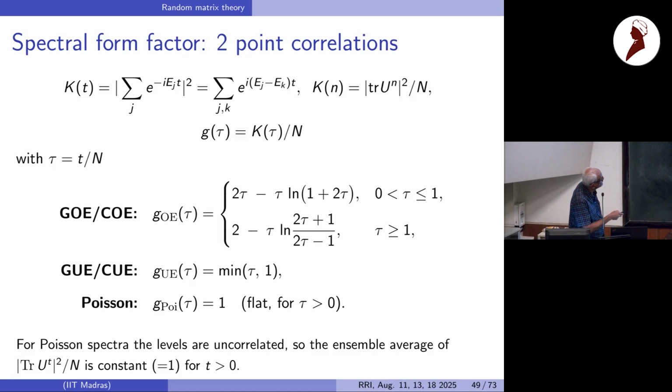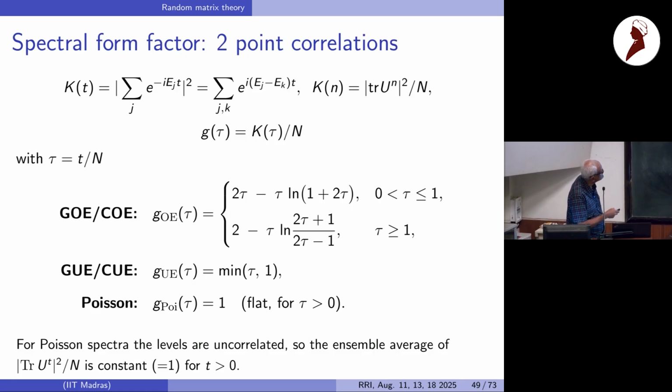So let me not divide by n, it's just modulus squared. Let me call g of tau when you divide by n, and this tau also we can divide time by capital N. All right, so with all of those things, we can ask how these quantities are behaving for various ensembles that we have introduced.